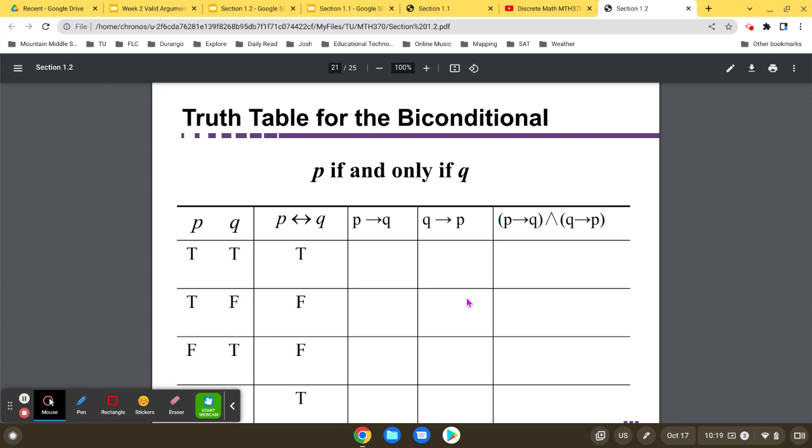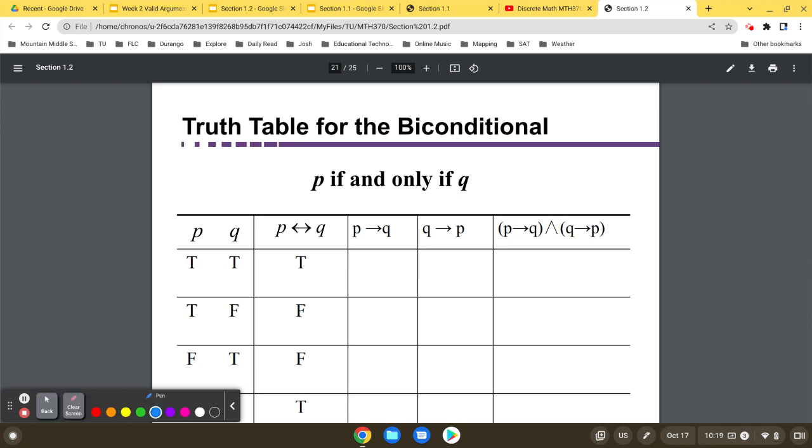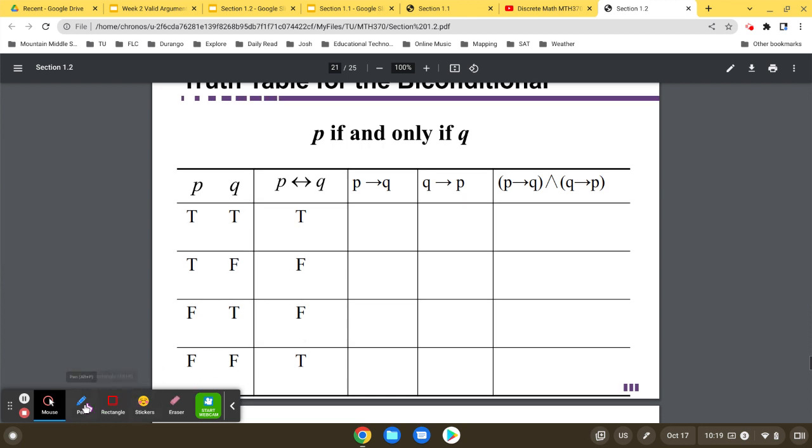So P implies Q is true. Just set up so you can see it. All these are just me proving that this actually works. That's what this really comes down to, proving that these actually agree. So P implies Q is true. True implies false, that's false. False implies true, that would be true. And a false implies a false gives me a true also.